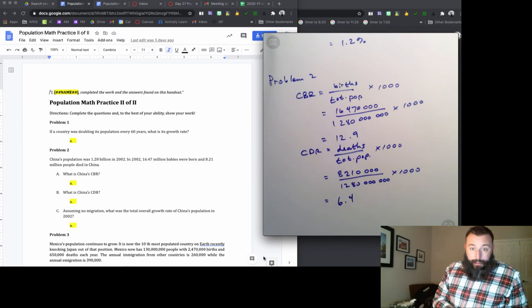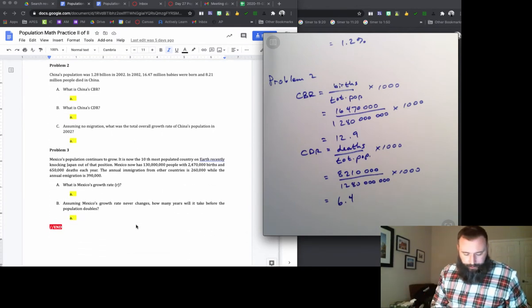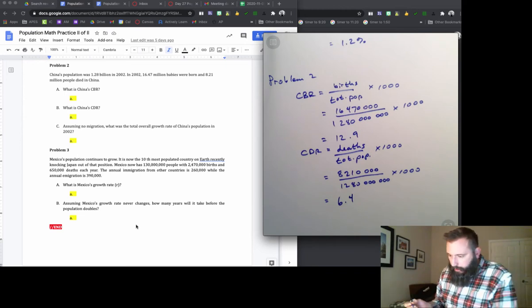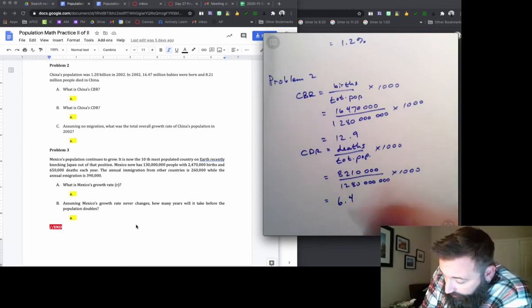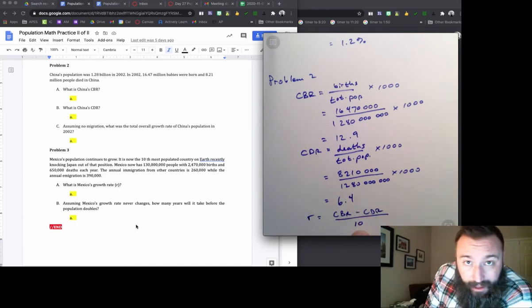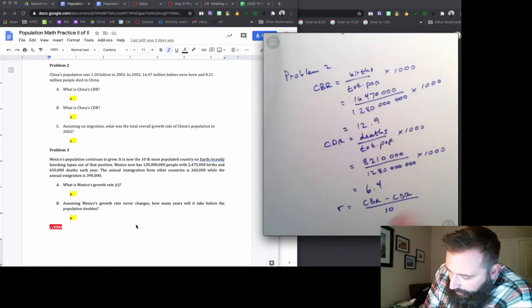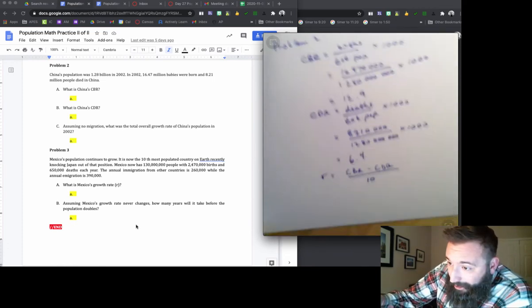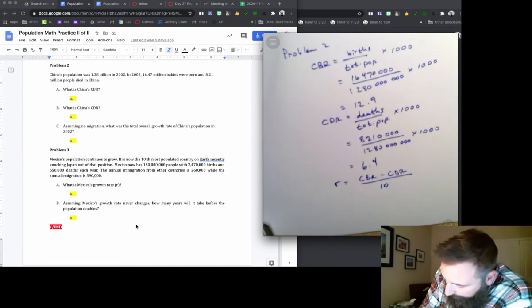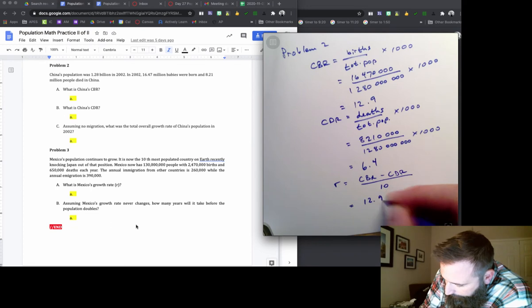And now the last part of this, part C of problem 2, asks us, assuming no migration here, what is China's growth rate? Recall that R is equal to CBR minus CDR. And we divide that number by 10, and think about it, these numbers are out of 1,000, so if we divide by 10, then the number will be out of 100, which is a percent. So our number will be in a percent, right? It's just a matter of now plugging in the numbers that we calculated prior.